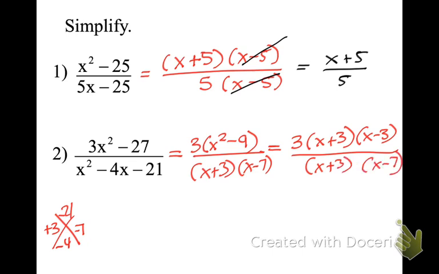Okay, what can we cross cancel? How about Roman? You can cross cancel out x plus 3. Good. And what's left in the numerator? 3 times the quantity of x minus 3, all over the quantity of x minus 7.